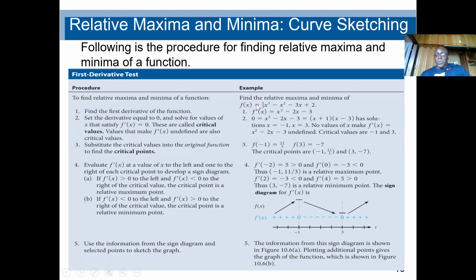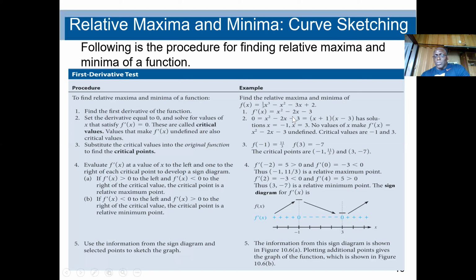Now let's see an example here. The same question we had previously, 1/3 x cubed minus x squared minus 3x plus 2. So the first thing I'll do is what? Take the first derivative. The derivative of f at x will give me x squared minus 2x minus 3. Then I will equate it to 0. Then I'll find the value of x.